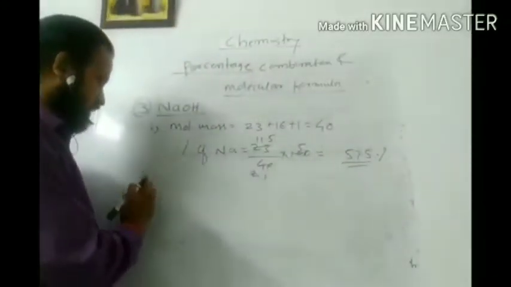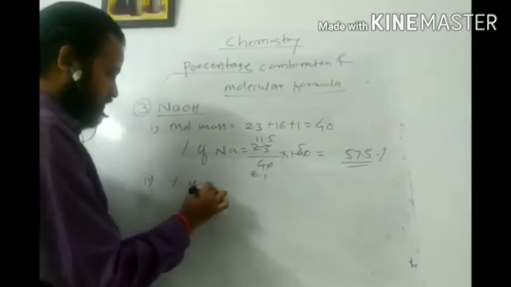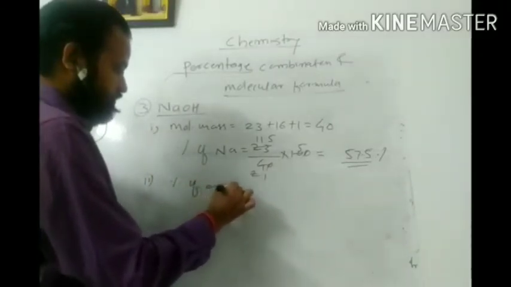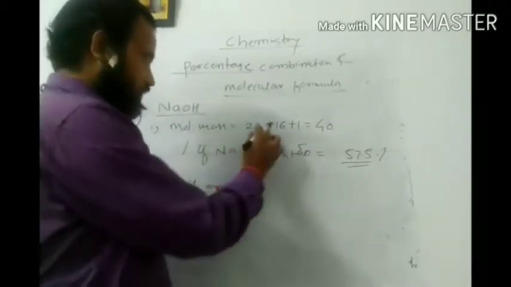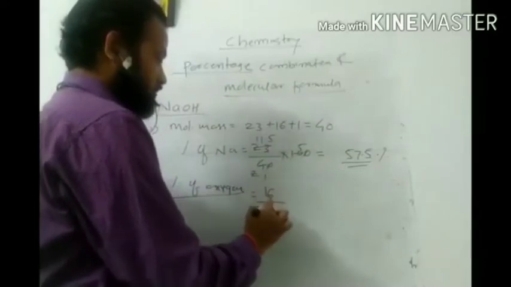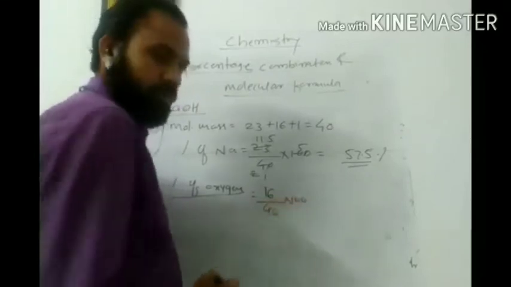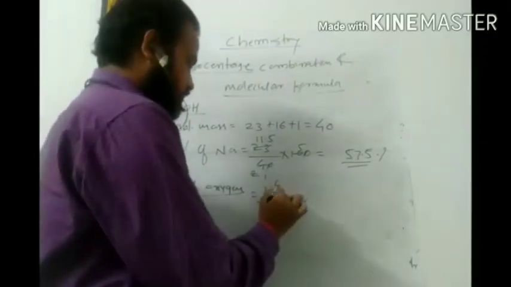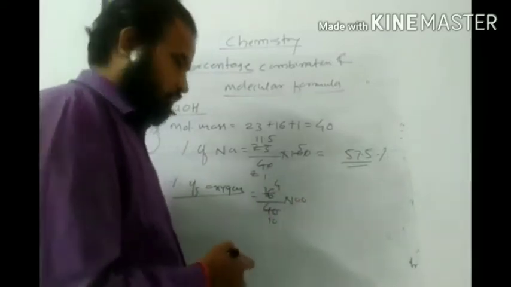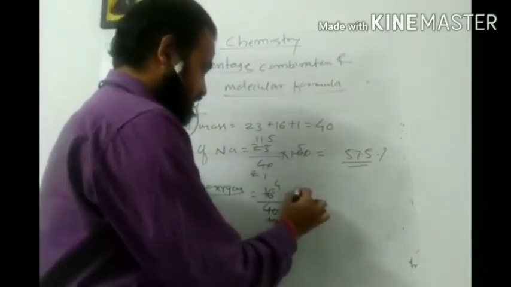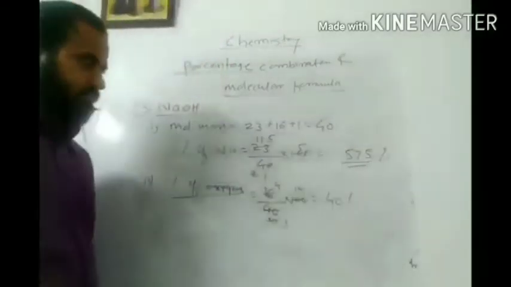Similarly, we can consider another element, that is, oxygen. Percentage of oxygen. Here also you have to use the same formula: weight of oxygen is 16, total molecular mass is 40, into 100. So it becomes 40. So 40% of oxygen is there, isn't it?